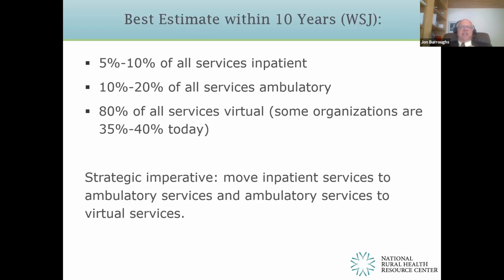Best estimate within 10 years, 5 to 10, this came out of the Wall Street Journal: 5 to 10% of all services is going to be inpatient, 10 to 20% of all services is going to be ambulatory, and 80% of all services is going to be virtual.